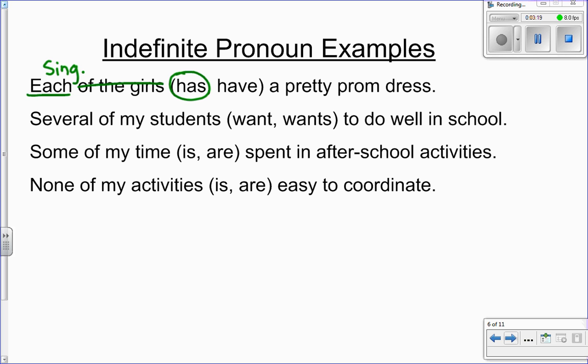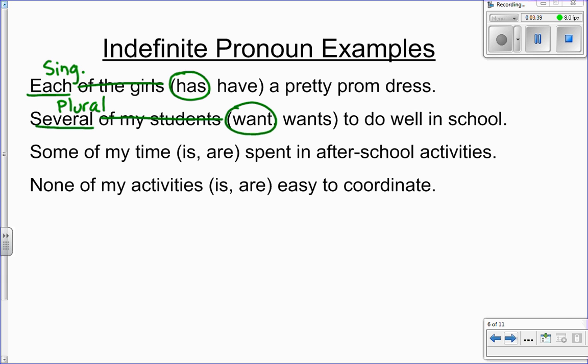In the second sentence, I'm going to cross off of my students because that's a prep phrase. Several is the subject. Several is one of the words that is always going to be a plural indefinite pronoun. So I need to choose the plural verb want, the one that does not end in S.